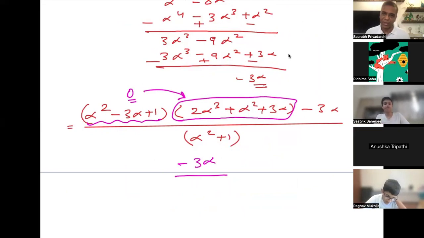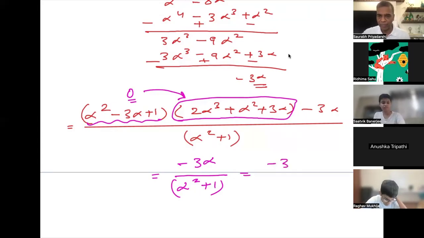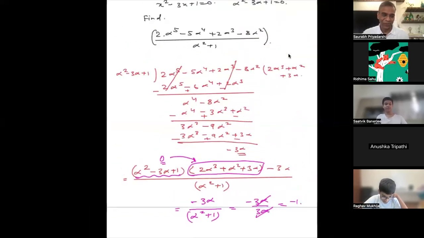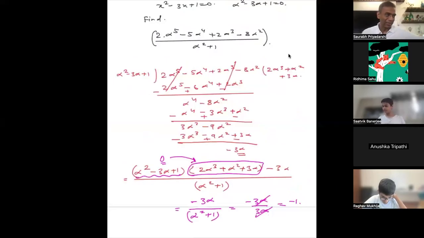Minus 3 alpha upon alpha square plus 1. And since alpha square minus 3 alpha plus 1 is equal to 0, it means alpha square plus 1 is nothing but 3 alpha. Minus 1. Perfect, right? I don't know, we can say this is simple, this is tough, but okay. So that was algebra, all the cubics and this.